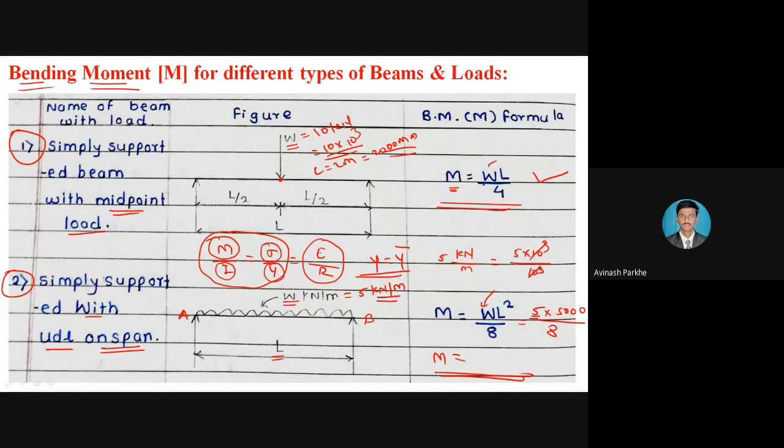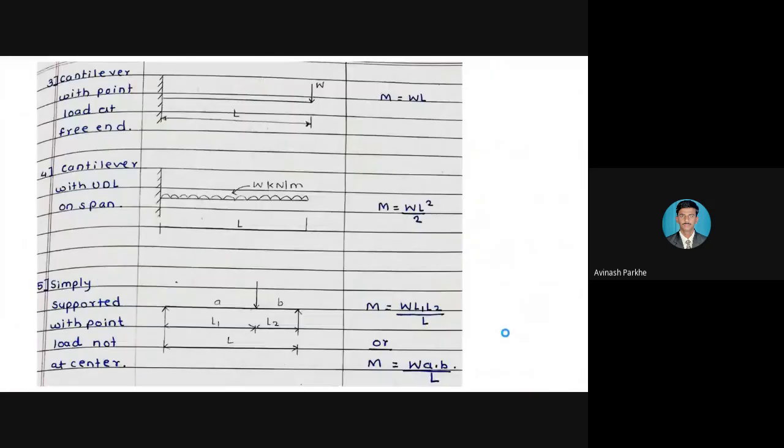But formula for the case number 1 and case number 2, it will be different. For simply supported beam with point load, WL by 4. For simply supported beam with UDL on entire span, WL square divided by 8. Similarly, case number 3, figure indicate that cantilever beam with point load at free end. So let us see, this is the cantilever beam, this is the point A which is fixed at one side, the point B is totally free. At the free end, the W amount of load is applied.